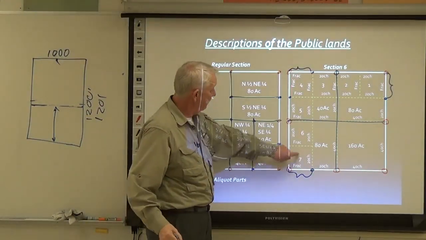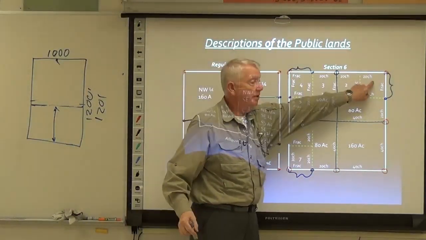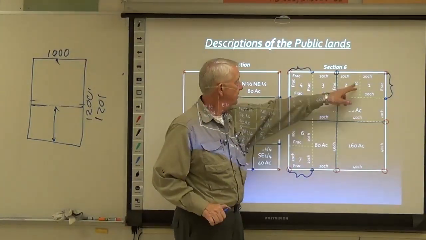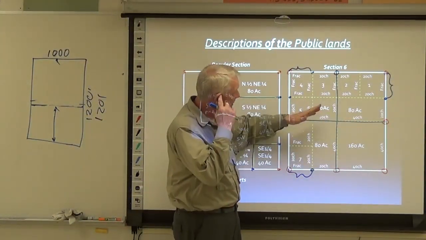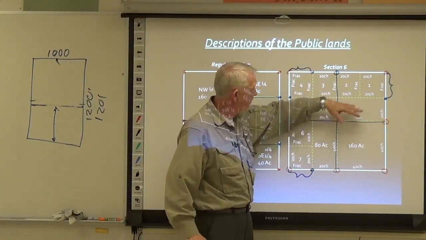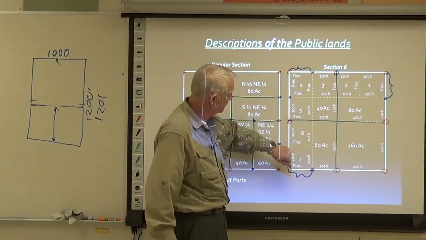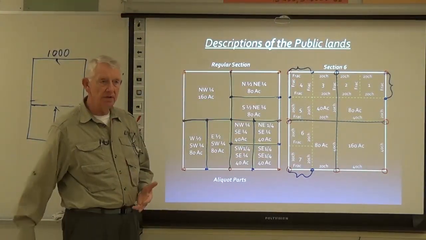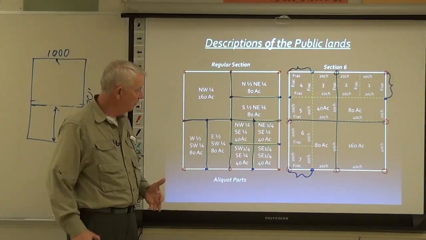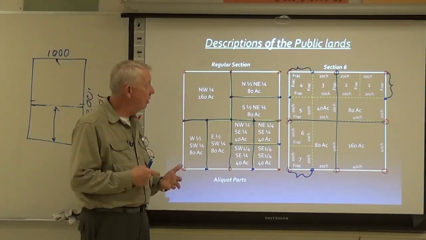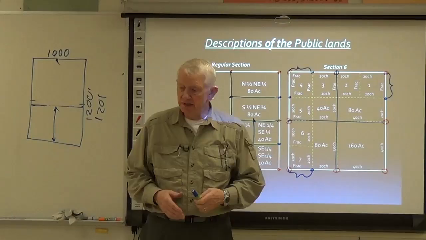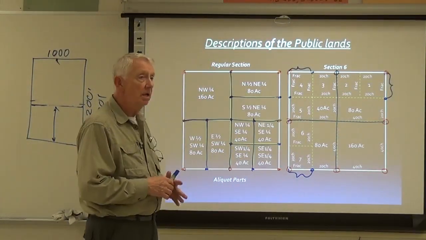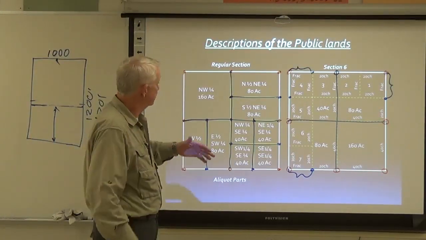So these are fractional lots up here, and they're called government lots. They're not aliquot parts. And that's why they're called lots. They're called government lots, and they're really just lots. But because it was the government, they're called government lots. And so you have all that, and that's how those things are subdivided. So depending on where you are in the public land survey system, depends on how you're going to describe this.